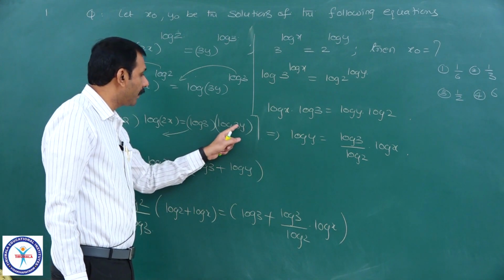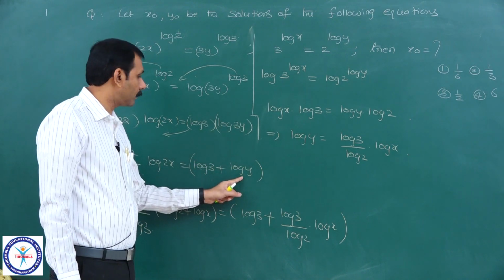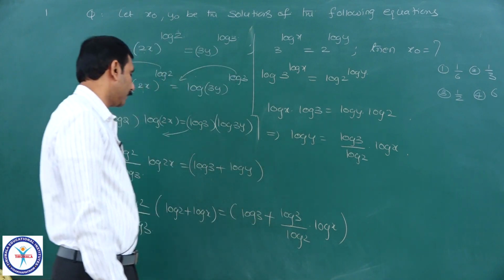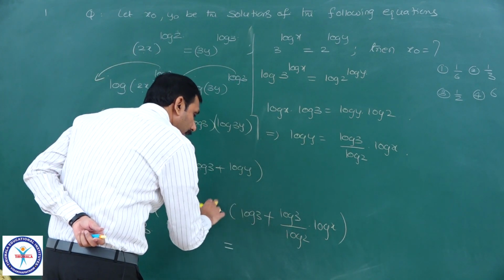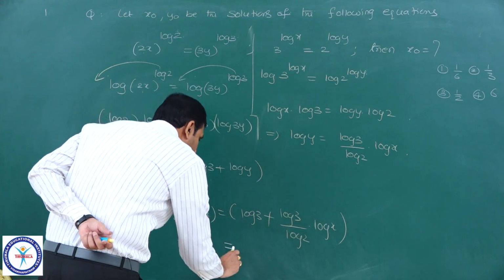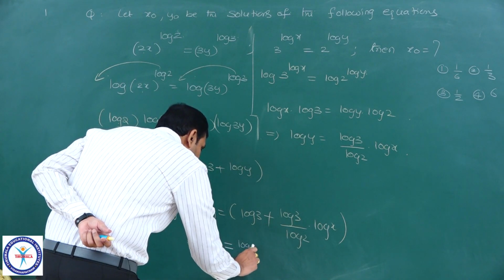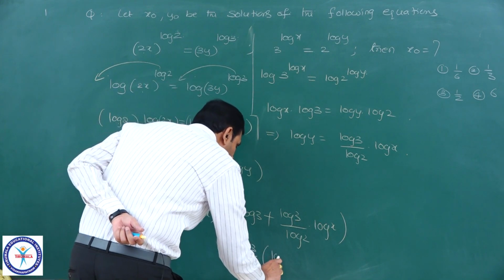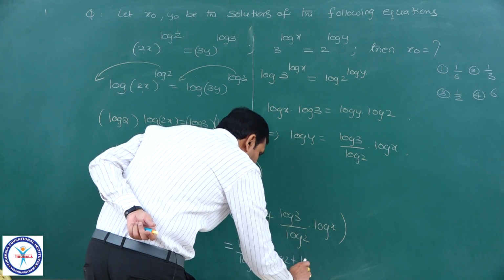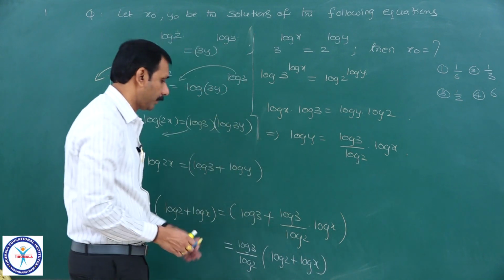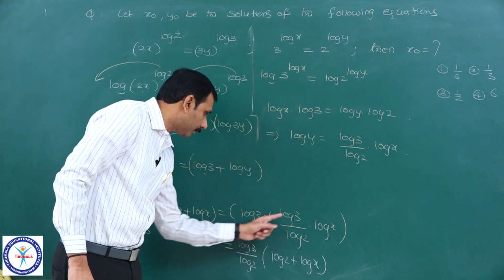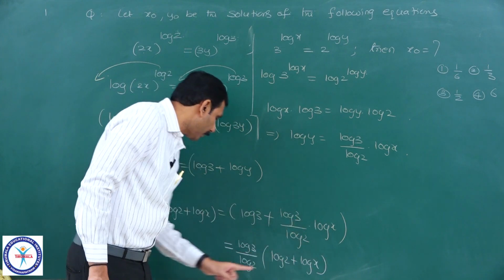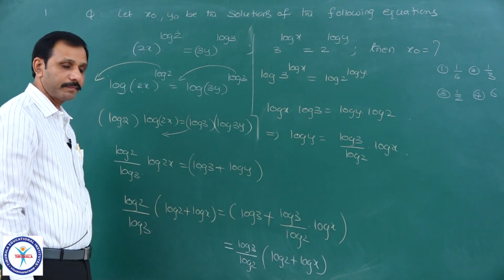Just this log AB form, I wrote as log A plus log B. And this log y value I am substituting from here. What I will do is take log 3 outside, with log 2 as the LCM. It is log 3 by log 2 into log 2 plus log x. Please observe this step. LCM log 2, log 3 I have taken outside. Therefore, log 2 plus log x will be there, and the left hand side is this.